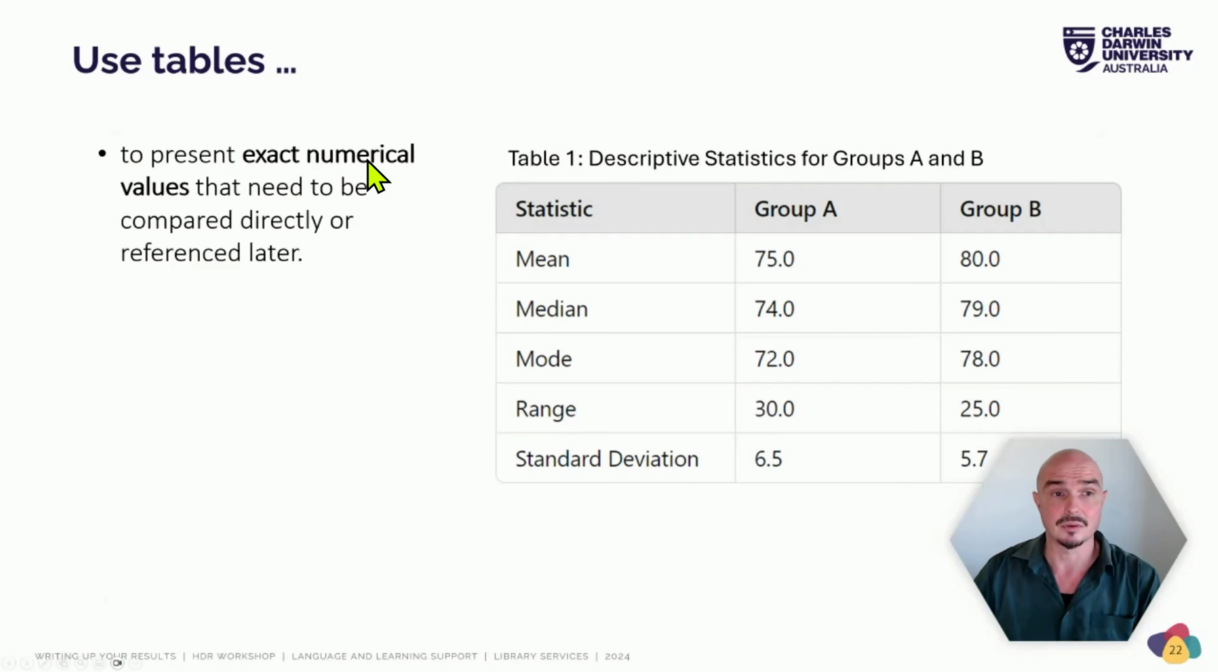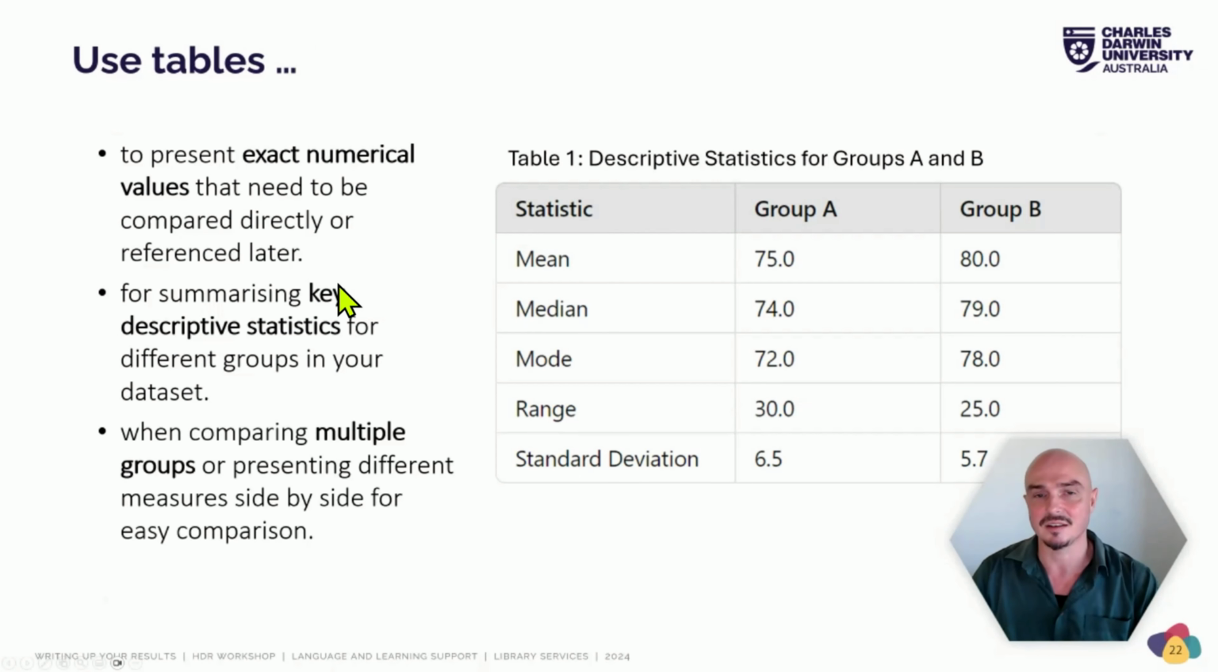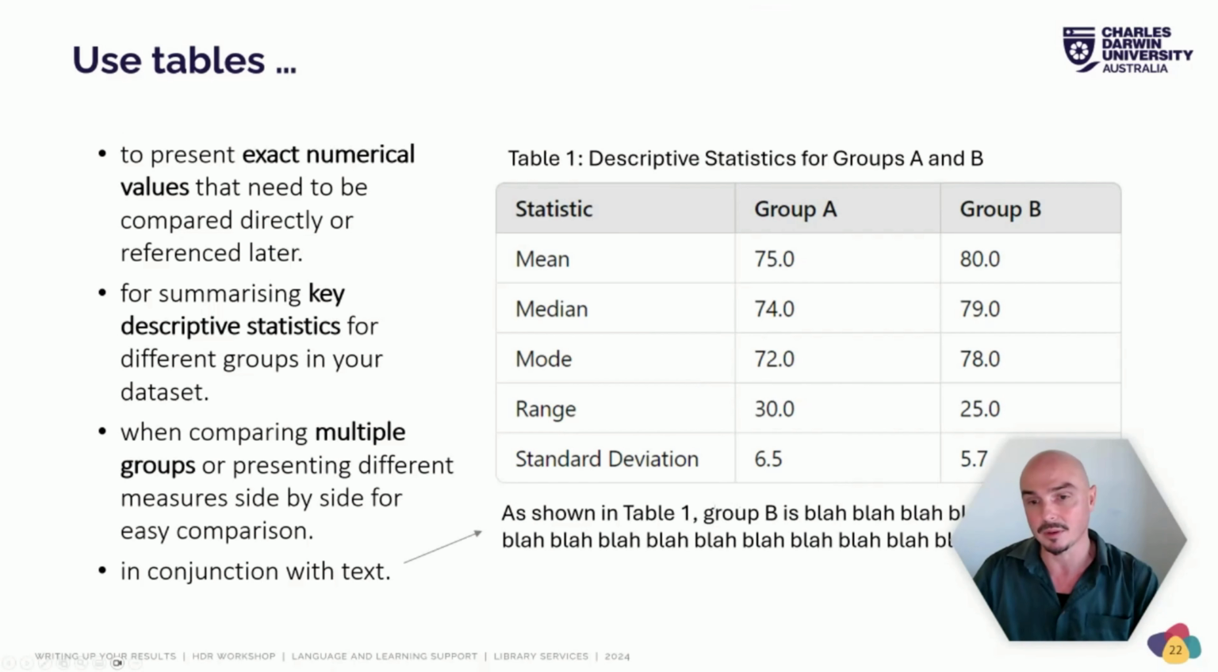Tables are useful for communicating exact numerical values in a very efficient way, for summarizing key statistics, and for doing comparisons. So for example, this table is comparing values from group B and group A. And if I wanted to represent all of that in purely text form, it would take a lot of words and could be quite confusing. Tables: quick, efficient, and easy. We number them, we give them a title, and we usually accompany a table with a mention in the text above or below and some kind of summary of the key points.